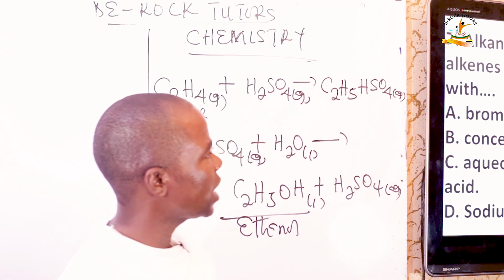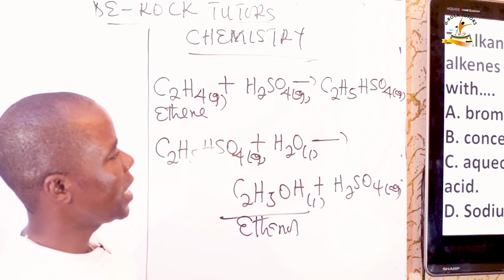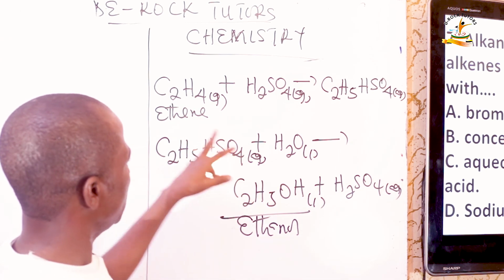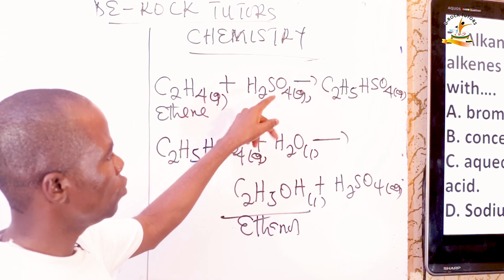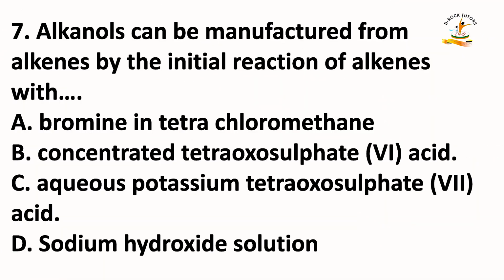So when we want to produce alkanol, we can do that by the initial reaction of alkene. An example of an alkene is ethene with concentrated H2SO4. Correct answer is option B. Let's look at number 8.